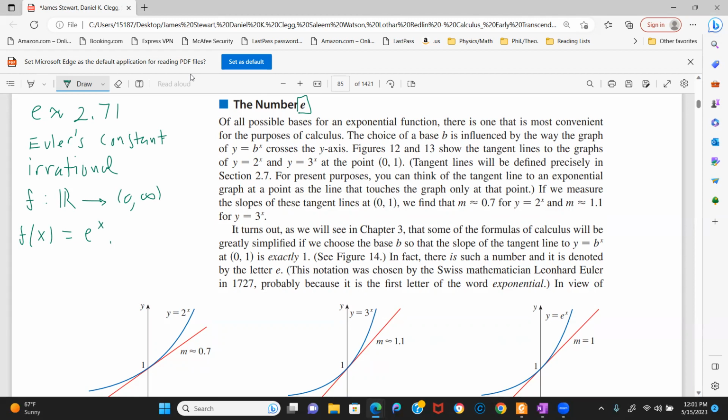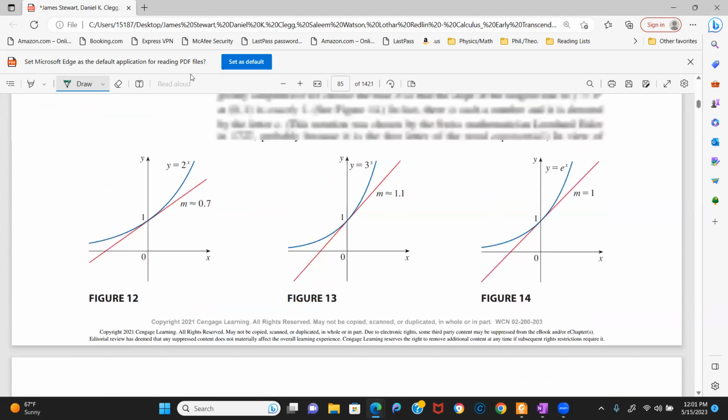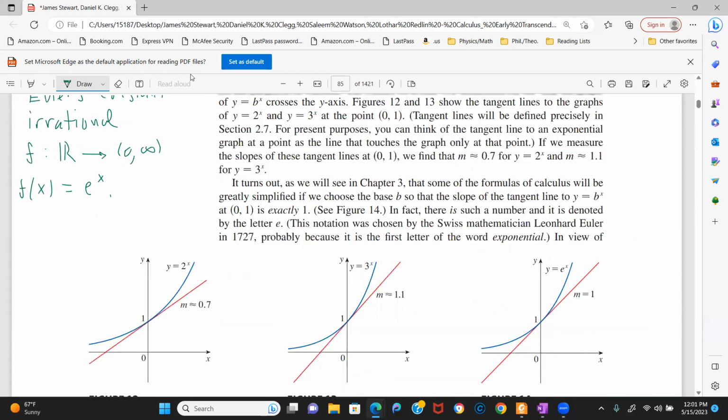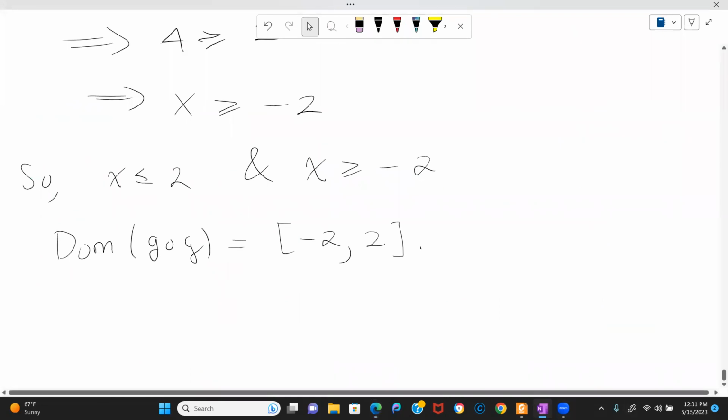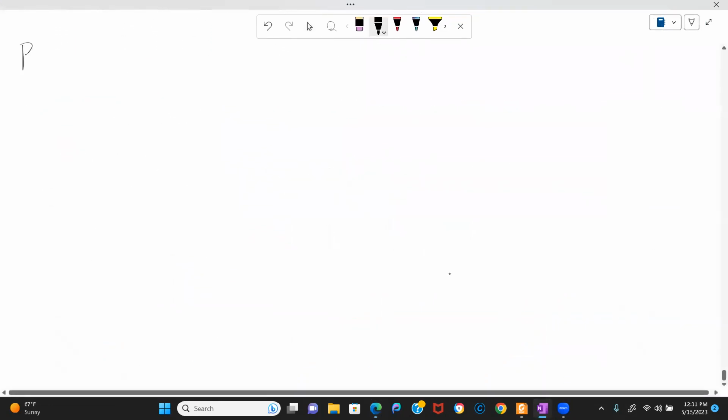There are a lot of ways to define the exponential function, and it comes up in a lot of different ways. So let me actually pull up OneNote and write some properties down. Properties of e.